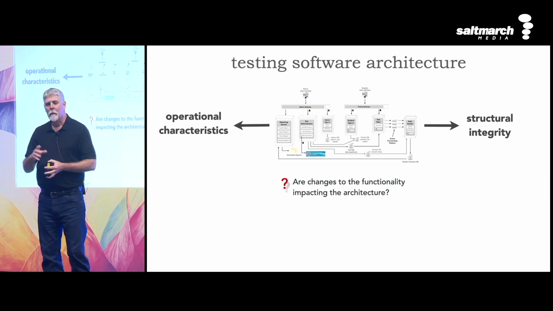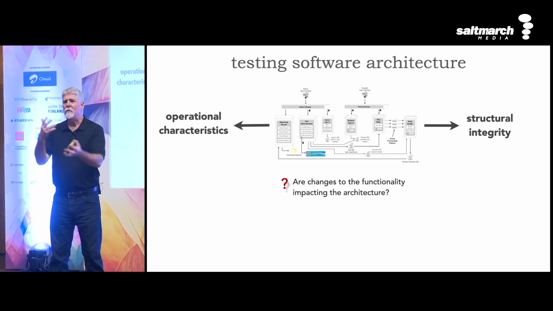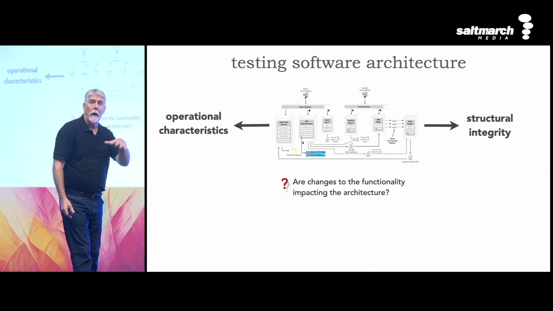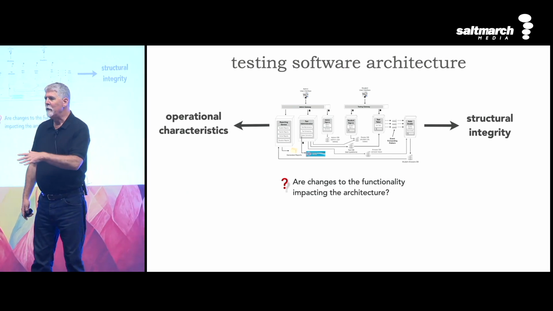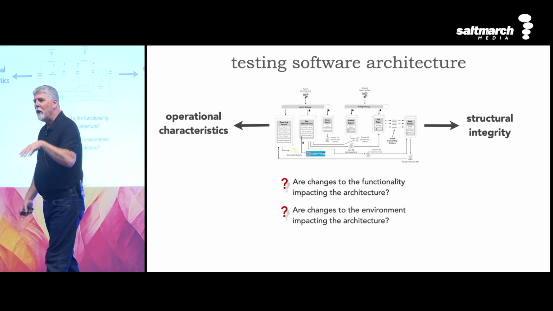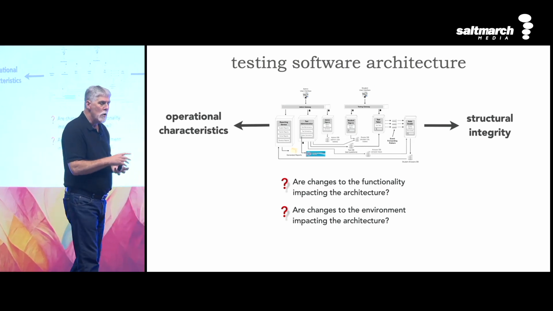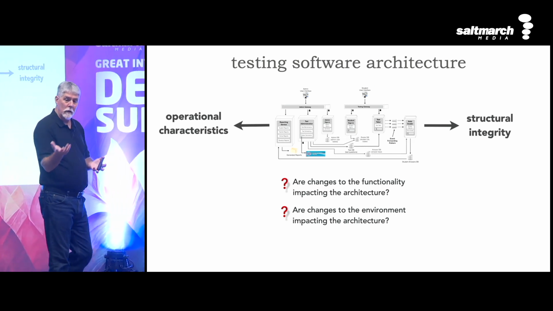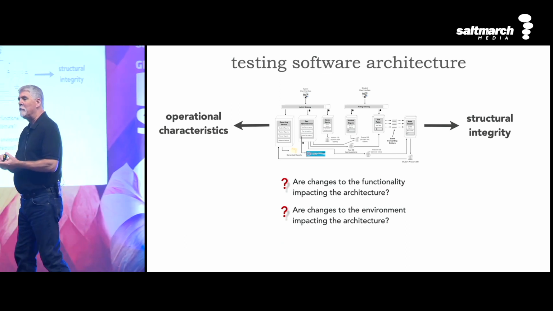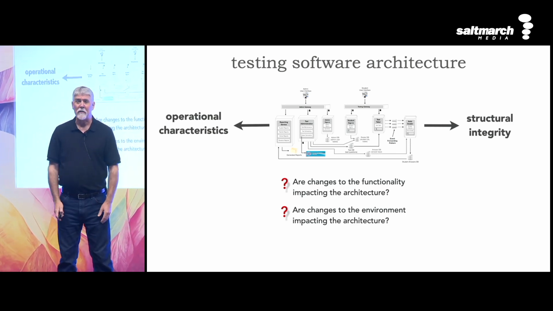Two different kinds. So we're asking three main questions. We're constantly changing the functionality, our source code. Are any of those changes to the functionality or adding functionality impacting the architecture, the structure? The second question, are changes to our environment impacting the architecture? Maybe we are moving from on-prem to cloud, cloud back to on-prem, which does happen, by the way. Or maybe it's just moving to a different platform, a different server, a different kind of environment. Does it impact the architecture in any way?